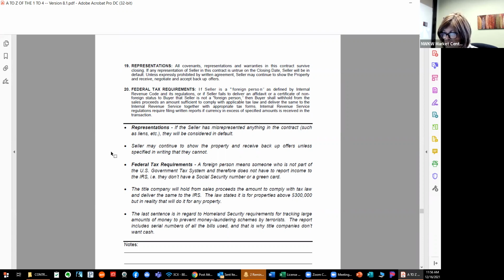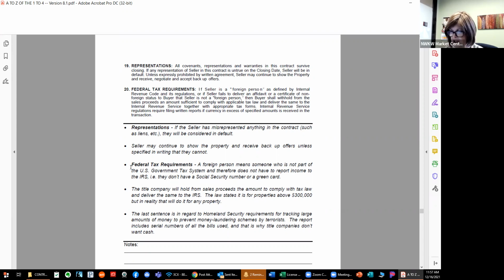Representations: if the seller has misrepresented anything in the contract, such as liens, etc., they will be considered in default. That's when you get to that situation where you're going, oh, they didn't tell us that they had an IRS lien for $100,000 or whatever it is, what small amount, it doesn't matter. There's a lien on it. Seller may continue to show the property and receive backup offers unless specified in writing that they cannot. It also says that.